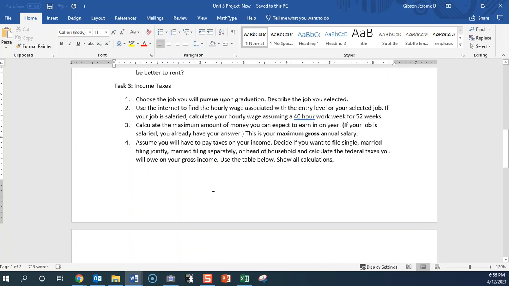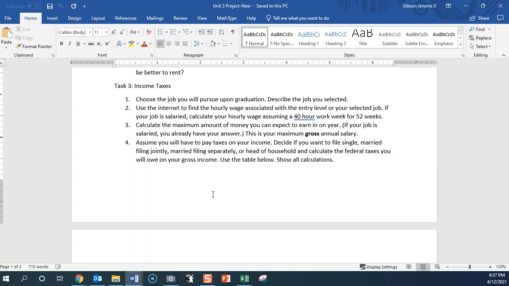Now we come here to task 3. Now task 3 deals with income tax. All right, it says choose the job you will pursue upon graduation. Describe the job you selected. So you're supposed to describe the job that you selected. Okay. Number 2, use the internet to find the hourly wage associated with the entry level of your selected job. If your job is salary, calculate your hourly wage using a 40-hour work week for 52 weeks.